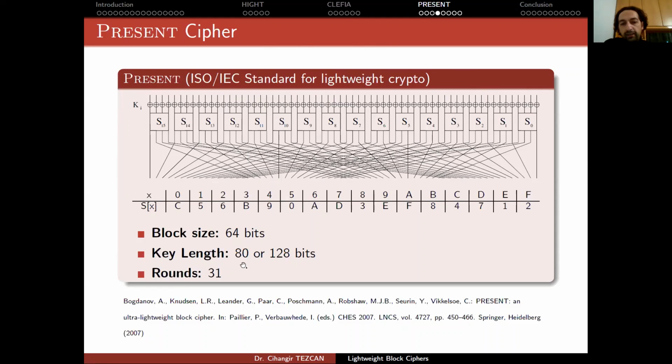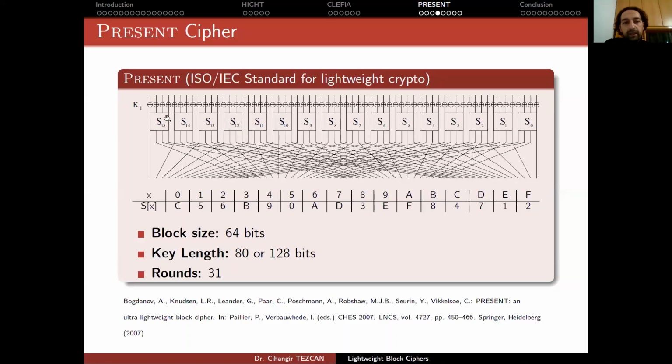Key length is either 80 bits or 128 bits. It depends on your choice. I will mention the key schedule algorithms in the next slide. But regardless of which one you use, the number of rounds is 31, and the key schedule algorithm produces 64 bits of round key. Initially you have 64 bits of round key, which is actually the leftmost 64 bits of your master key, regardless of which one you use. Initially you perform an XOR operation, then you perform an S-box operation 16 times in parallel.